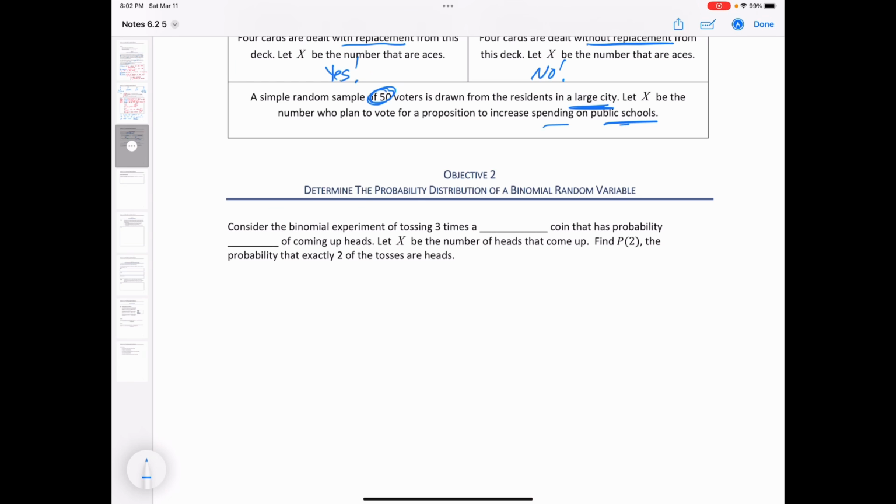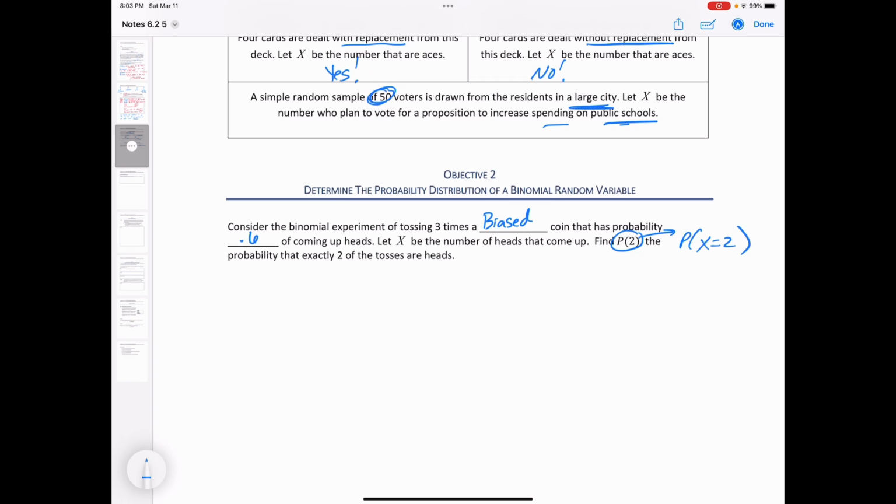All right, it says, consider the binomial experiment of tossing 3 times a biased coin. And a biased coin is one that people would use to cheat. And here's how this coin is biased. It has a probability of 0.6 of coming up heads instead of 0.5. So it's weighted funny. Let X be the number of heads that come up. And I want you to find the probability that exactly 2 of the tosses are heads. Find P of 2. I often write this as P of X equals 2. And I'll show you why in a minute.